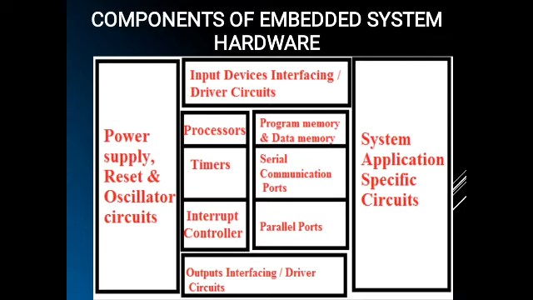And then inside the system, application specific circuits. When you want to connect an embedded system with one particular application, we need special application circuits that should be connected with it. Then, whatever type of processor we need, we have to include it, along with the timers and interrupt controller. Additionally, program memory and data memory, serial communication ports and parallel communication ports are needed. These are the general components of embedded system hardware.